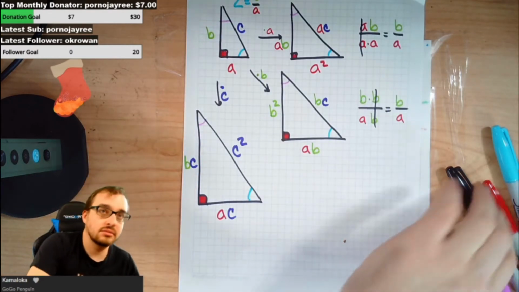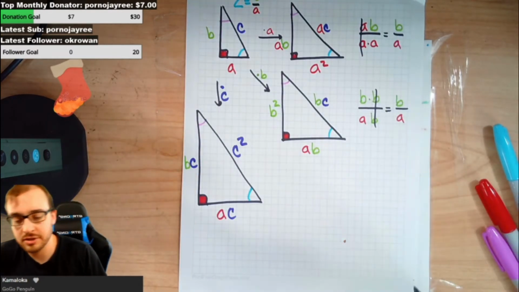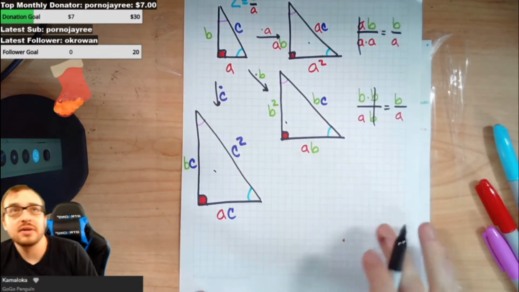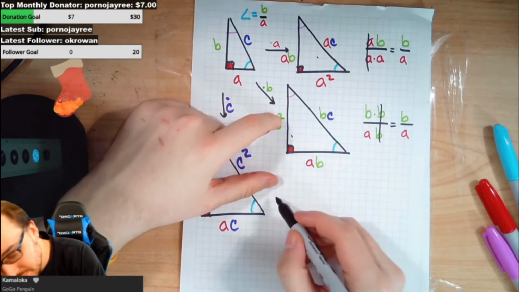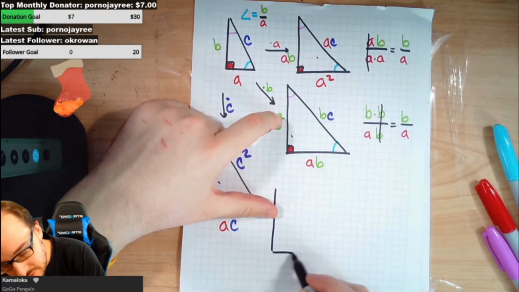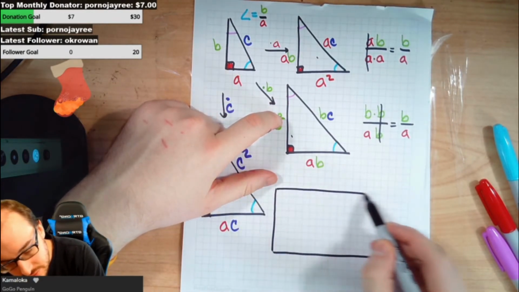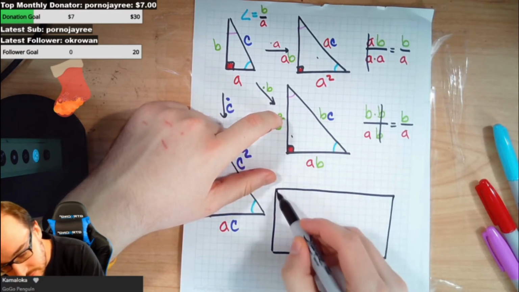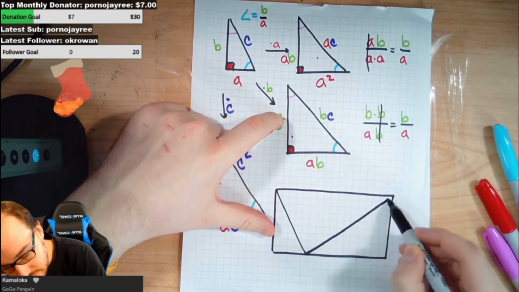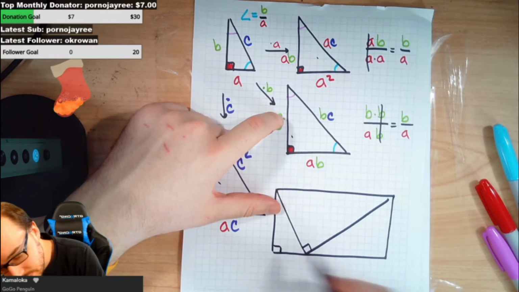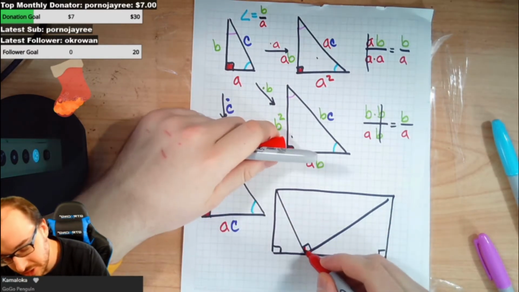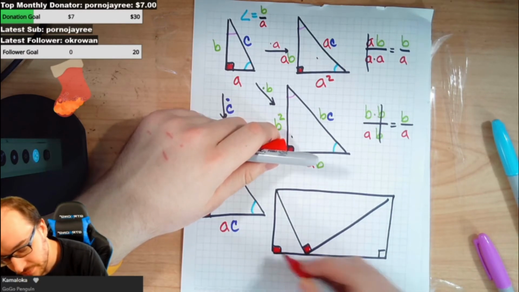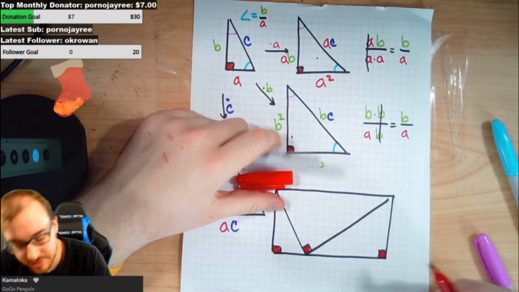So what? What does this do for us? Well, the guy that made this proof realized that if we take these 3 triangles, we get this shape right here. We can put them all together like this. There's our 3 right triangles. And you'll notice that this sort of looks like a rectangle. And what we're going to do is prove that it is.